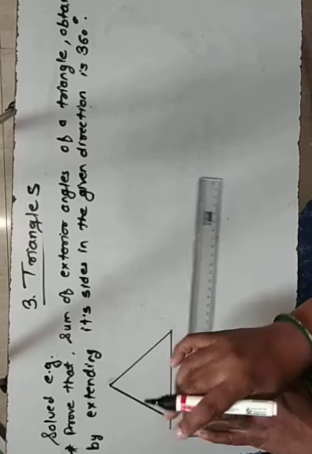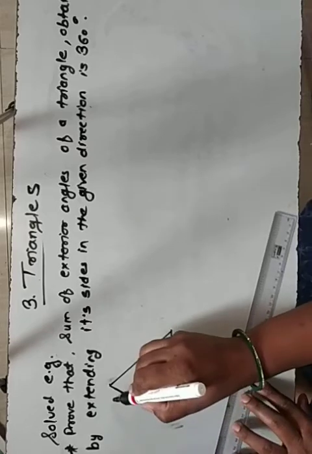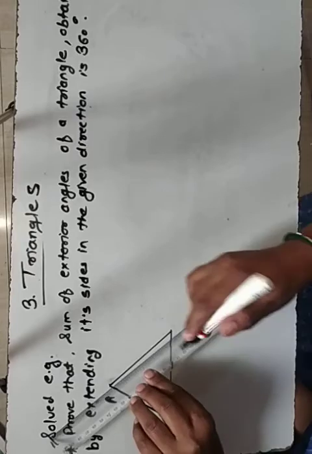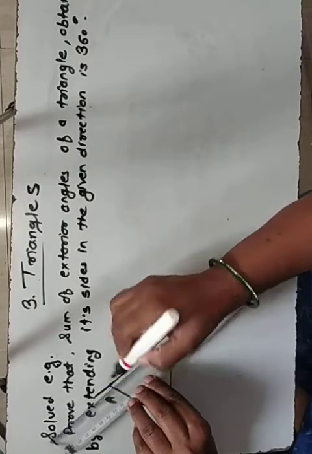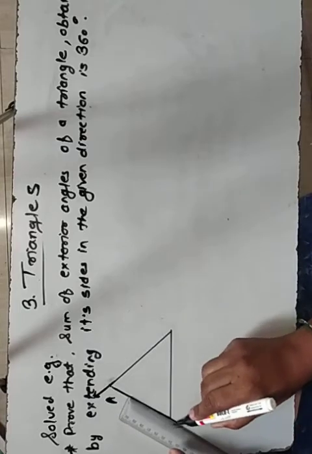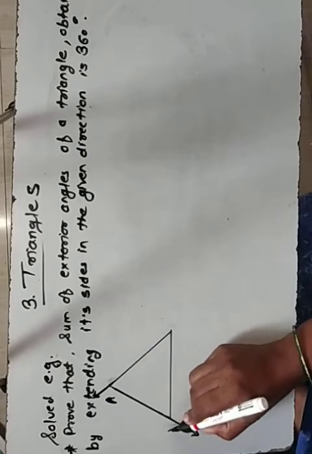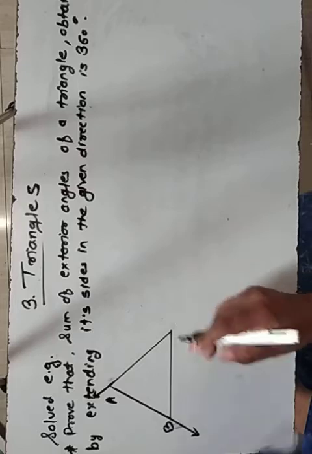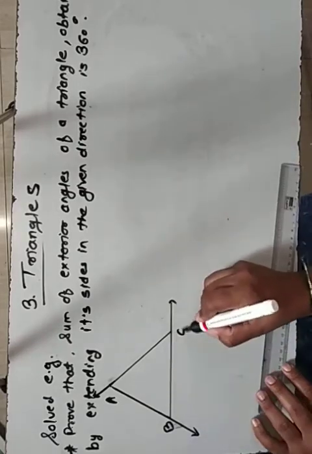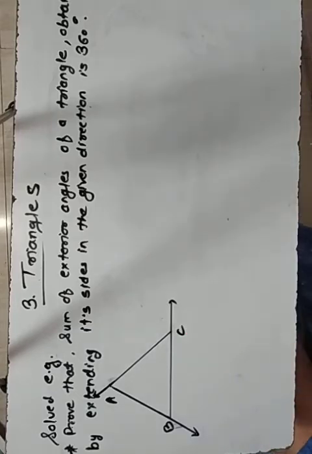And I will extend its side. So first of all, this is my triangle A. I will extend this side in one direction, clockwise or anti-clockwise. So this is A, and I am doing it anti-clockwise. This is B, and that is C. I have extended these sides.